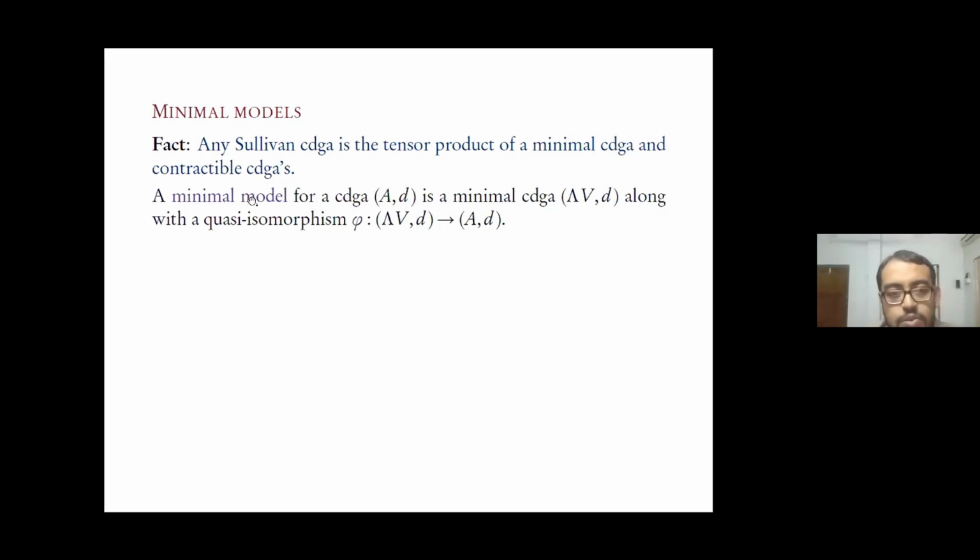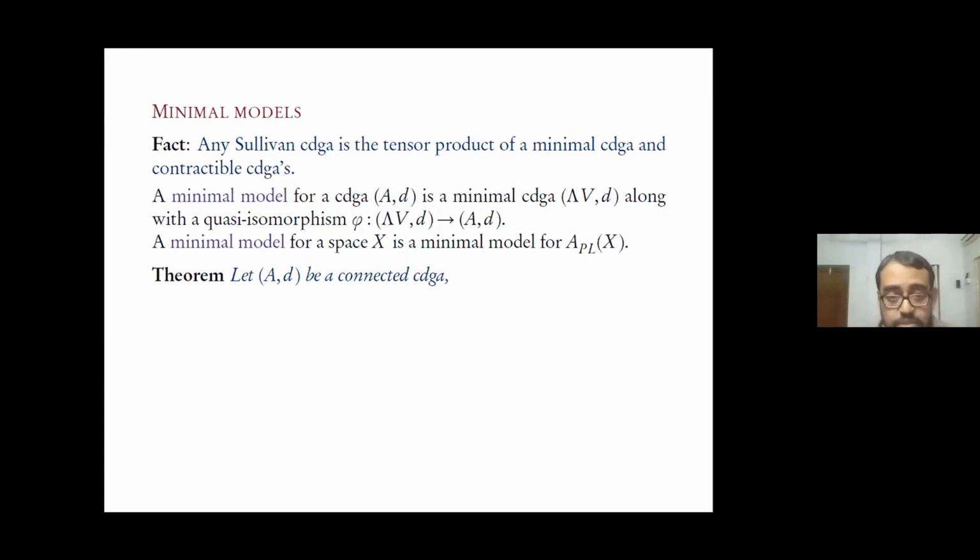Okay. So what about minimal models of spaces? Well, a minimal model for a space X is going to be nothing but a minimal model for this particular CDGA, the piecewise linear Q forms. So if I have a minimal model for A_PL(X), I'll call that a minimal model for the space X. Okay. So here's a theorem which sort of justifies perhaps a bit of what's going on.